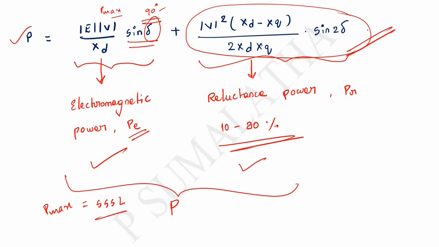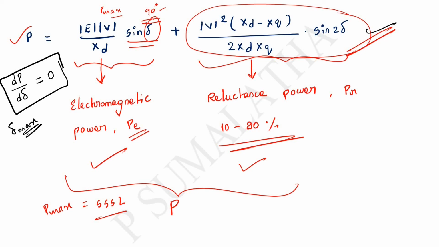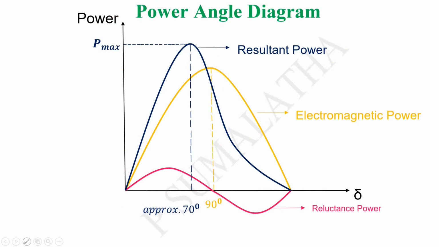So now what is the steady state limit? You know the power equation. If you differentiate this power equation with respect to del and equate it to 0, we will get the del value. That del value is nothing but del max. At this del max value, if you substitute it back in the power equation, whatever power we get will be the maximum. So I hope everything is clear.